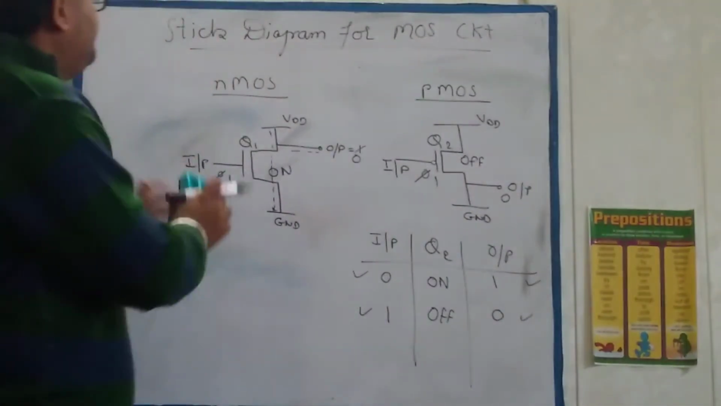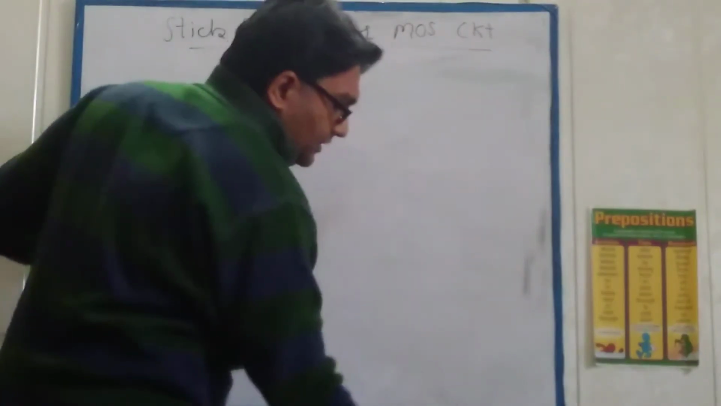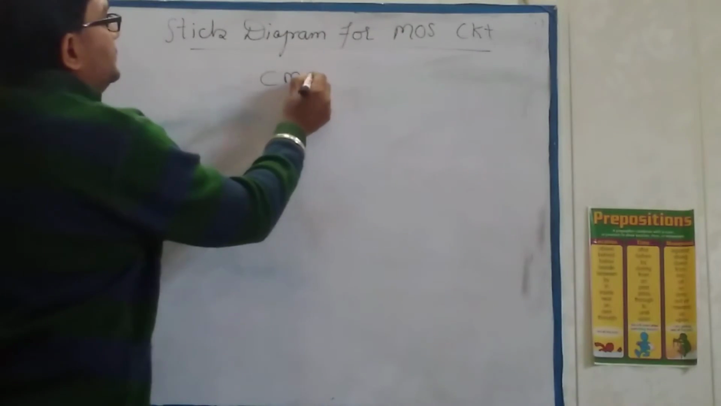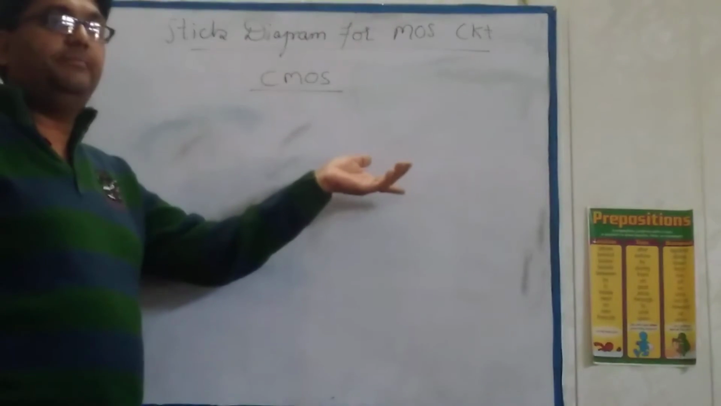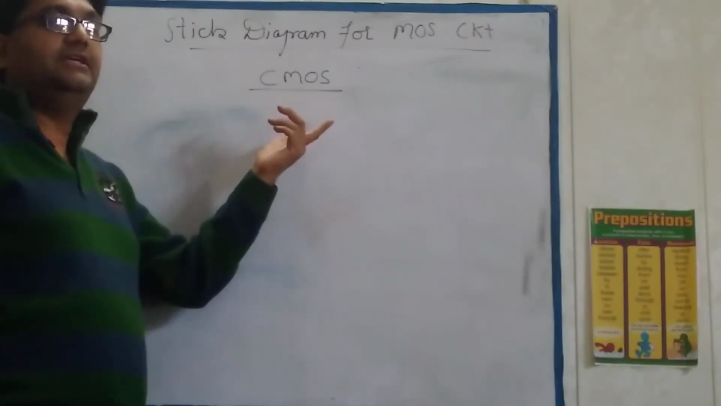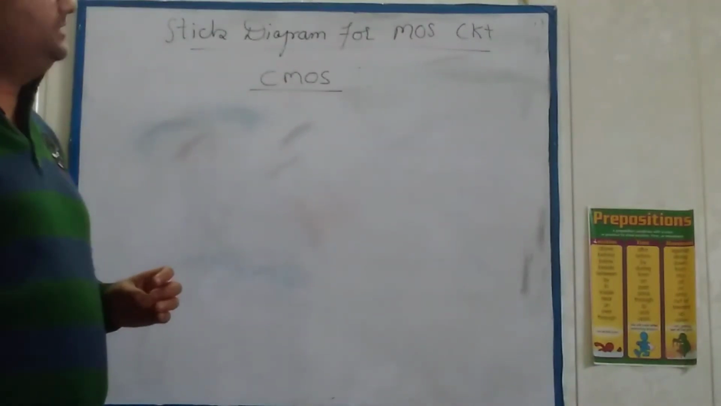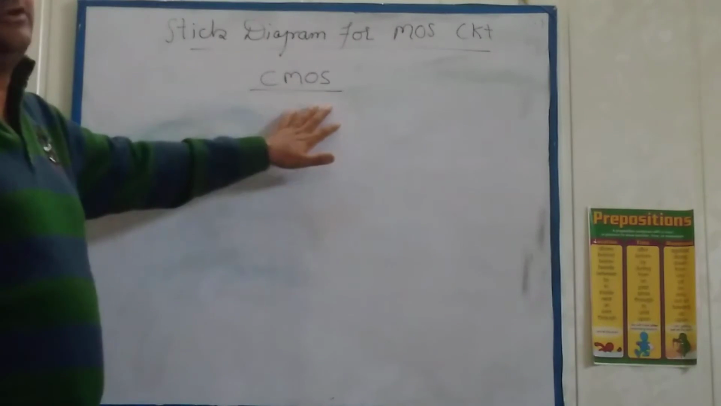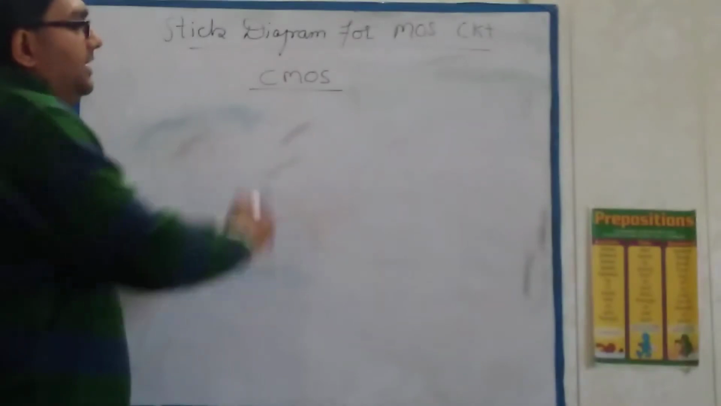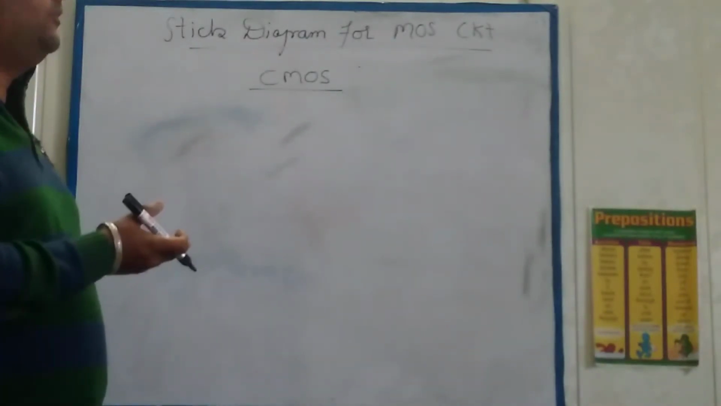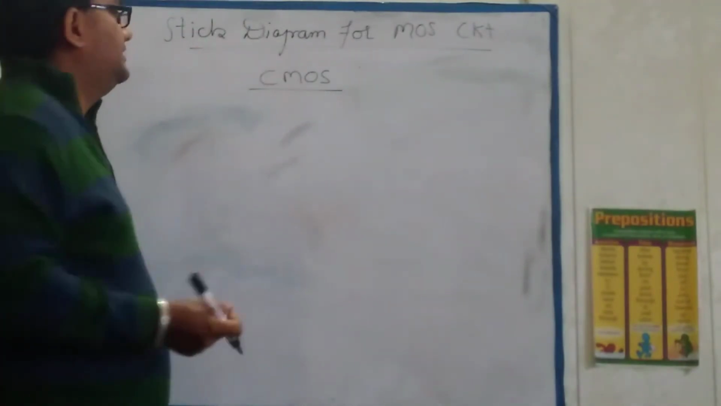The third one is CMOS. CMOS is very useful compared to NMOS and PMOS, as it gives very high speed operation. So wherever you need high speed operation in an application, you use CMOS rather than NMOS or PMOS. In almost all applications nowadays, CMOS is used due to its high speed operation.